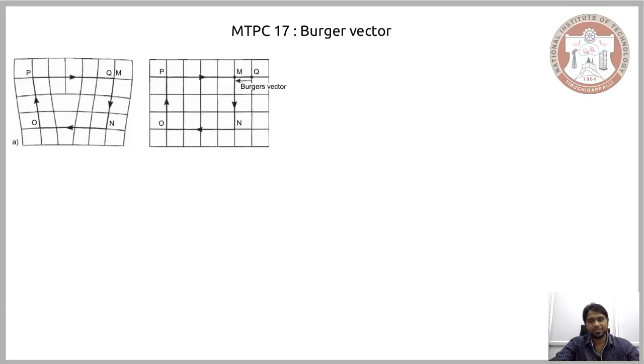Hello friends, let us continue our discussion on dislocation, particularly the ways to quantify the distortions that are brought about by the dislocation and the nature of the dislocation as a whole. So in the previous lecture, we discussed extensively about the Burgers vector. The Burgers vector helps us to quantify the distortion brought about by a dislocation, and also it helps us distinguish different forms of the dislocation.